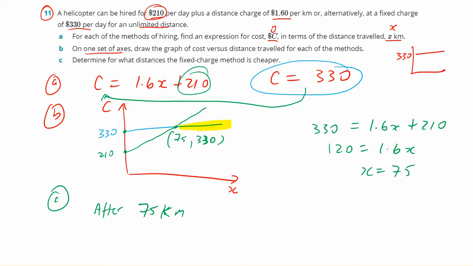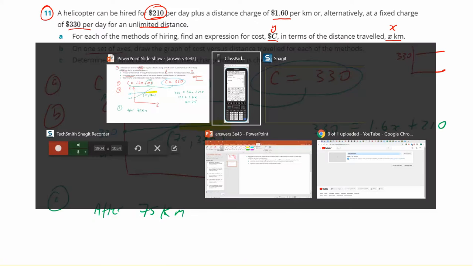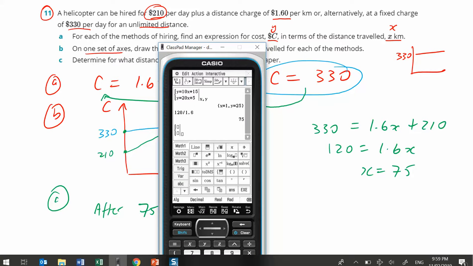So hopefully that gives you an idea how to do this. And again, if you want to solve this simultaneously, you can do it. So you've got y equals 330 and y equals 210 plus 1.6x, and solving for x and y, you obviously get the same answer. So hopefully that helps.